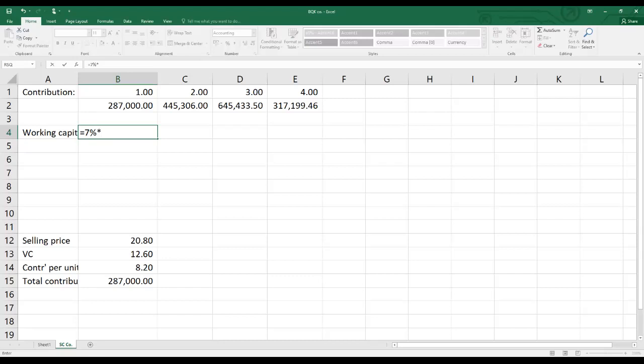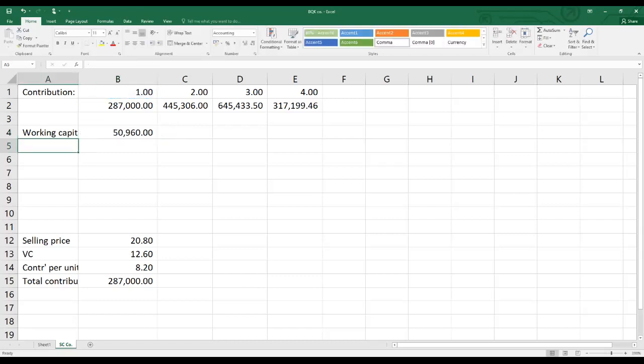The revenue for year one is equal to the 5,000 units multiplied by the selling price, and the selling price is equal to 120 times 1.04 to the power of one. Is that clear? Working capital is 7% of the revenue. What's the revenue? Units, 5,000, times selling price. What's the selling price? 120 times 1.04 to the power of one, because it is year one.